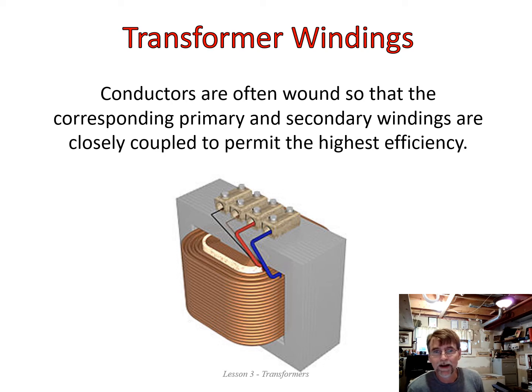Conductors are often wound so the corresponding primary and secondary windings are closely coupled to permit the highest efficiency. So this is another advantage of the shell type over the core type, is getting those two coils in essentially the same space. We get them nice and close together, and this improves our efficiency. Okay.